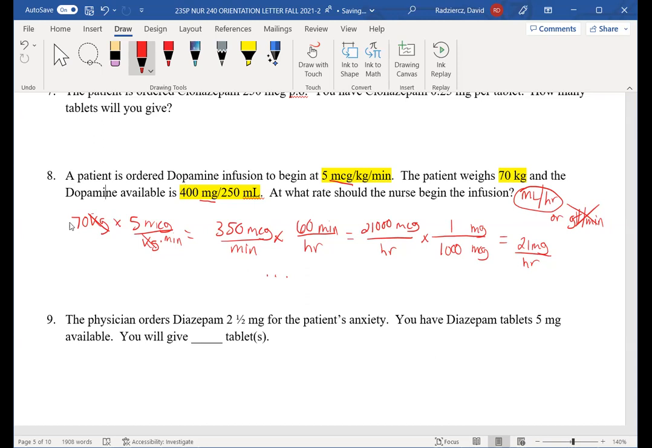So when you're here, now you can take your 21 milligrams per hour divided by 400 milligrams times the 250 ml. But there's some workup that you need to do before you can just do ordered over have with this particular question.